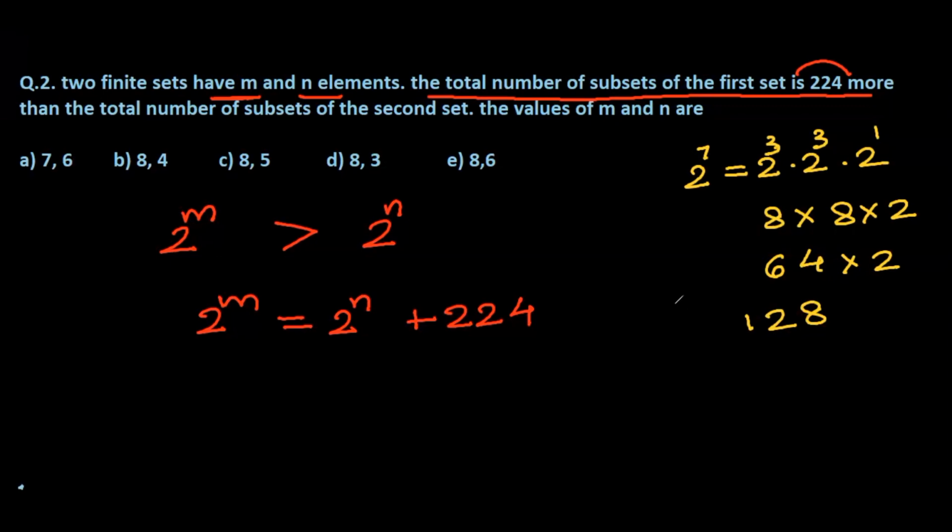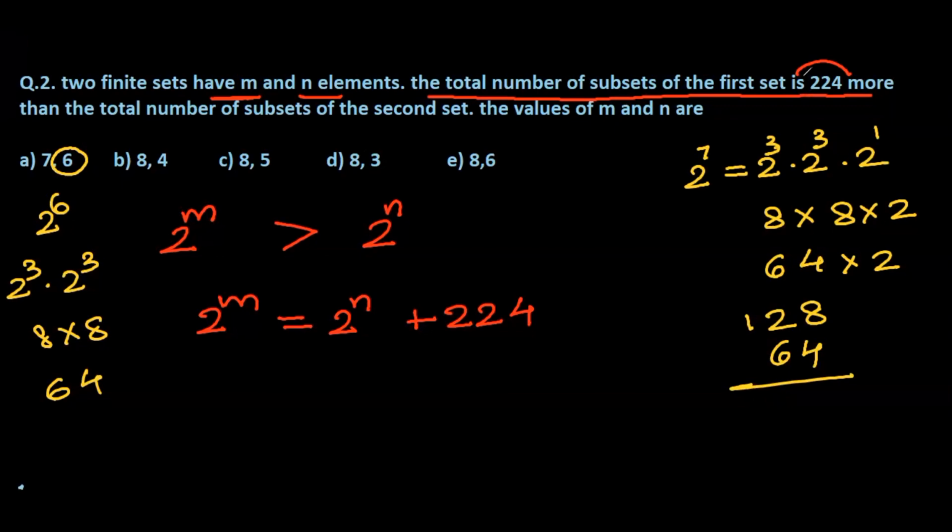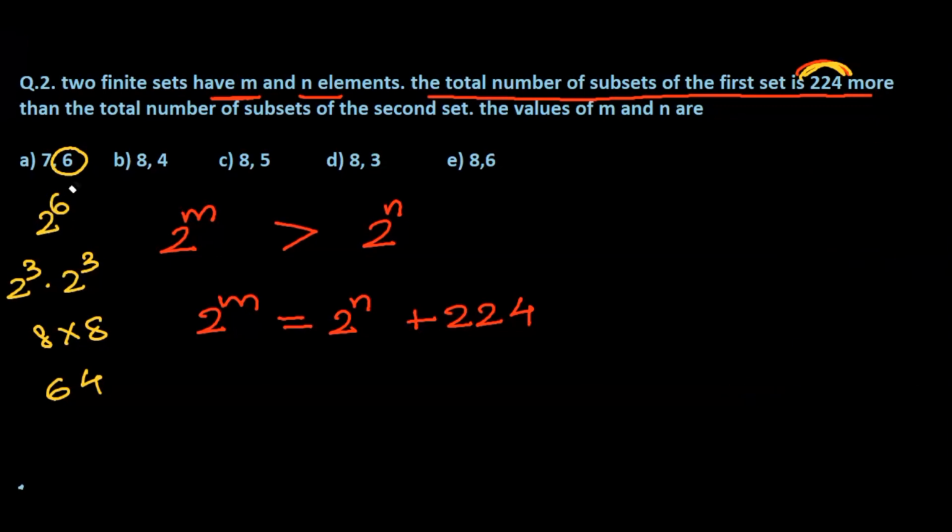That can be the answer. But the thing is the difference between 2 raised to 7 and the next one, 2 raised to 6. 2 raised to 6 is 2 cube into 2 cube, right? And that is 8 into 8, 64. The difference between these two will never be 224, so we cannot take it as the answer. So what we have to do is take m as 8 itself. All the other options are having m as 8.